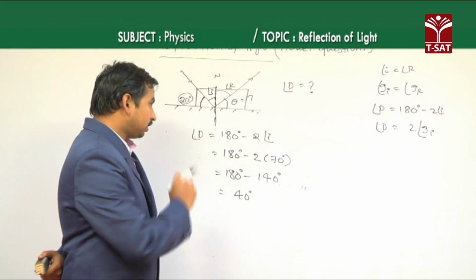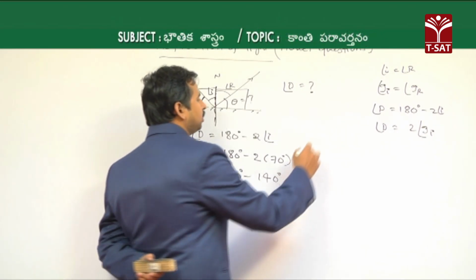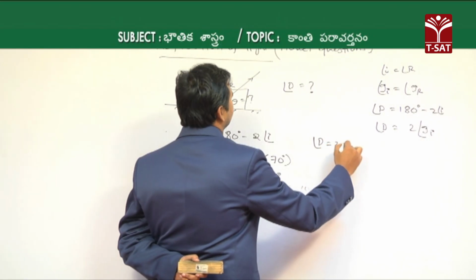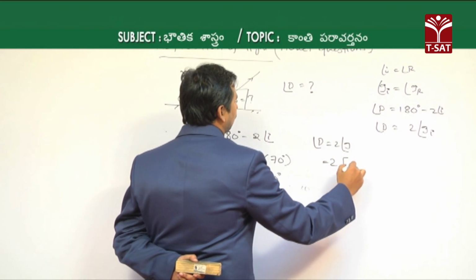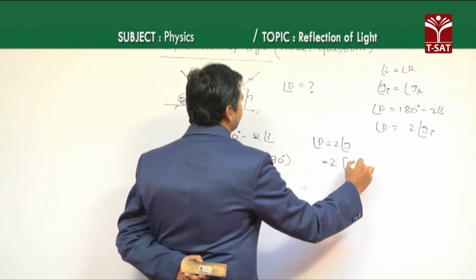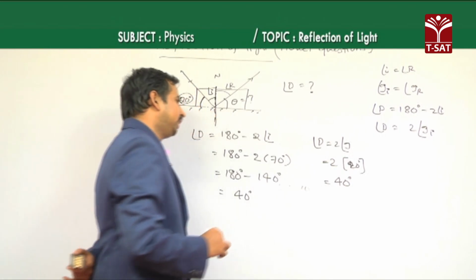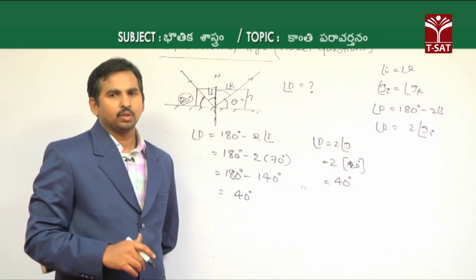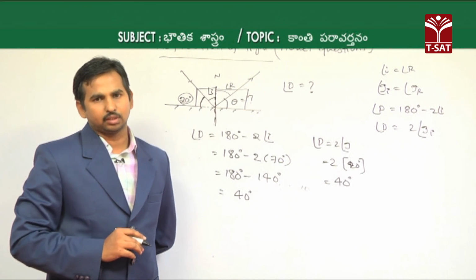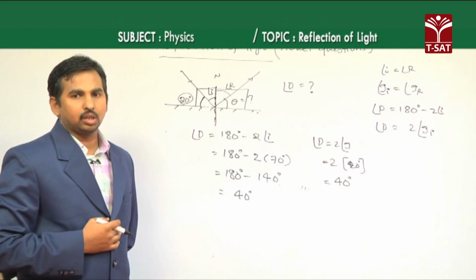Actually, this angle of deviation we can also find from another formula, which is that the angle of deviation is twice the glancing angle. The glancing angle is already given as 20 degrees, so 2 into 20 becomes 40 degrees. Like this, depending on the relation they are asking, we get different answers. We can find the angle of deviation, and we can find the glancing angle.